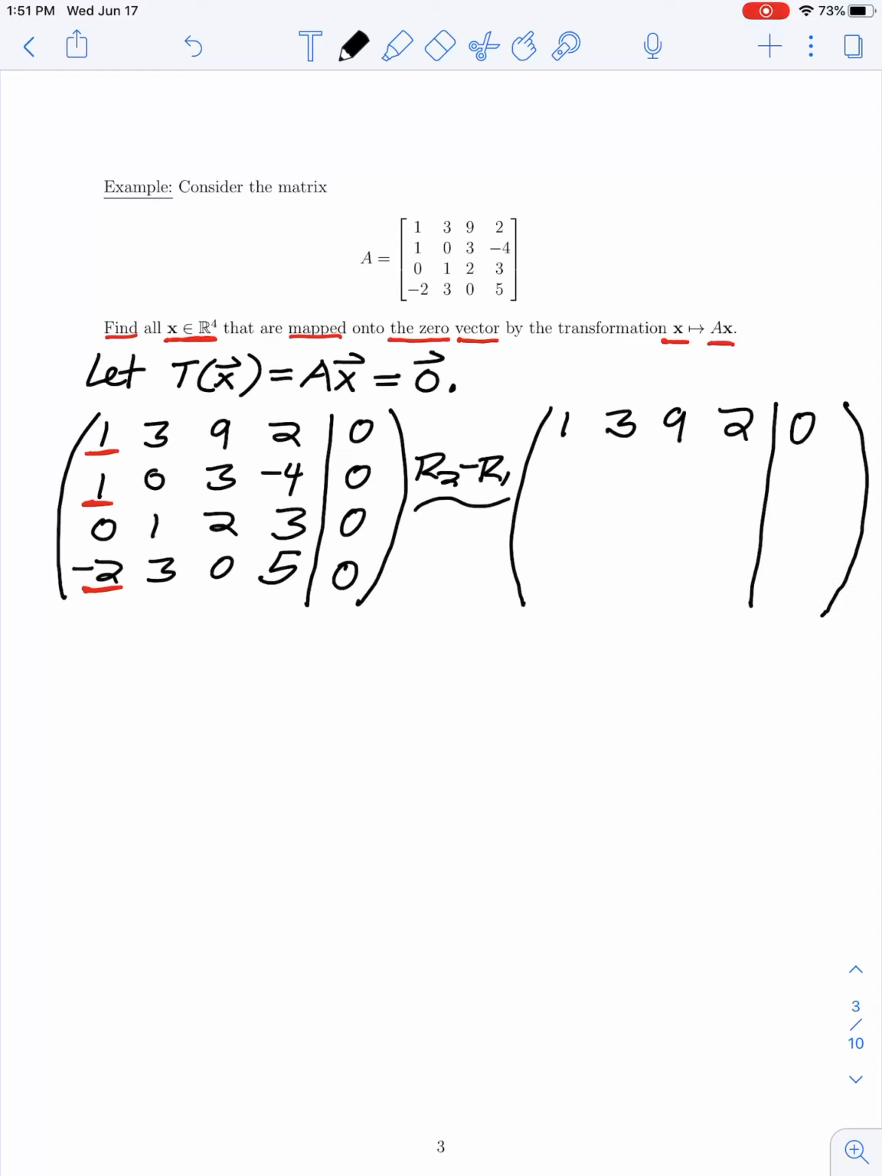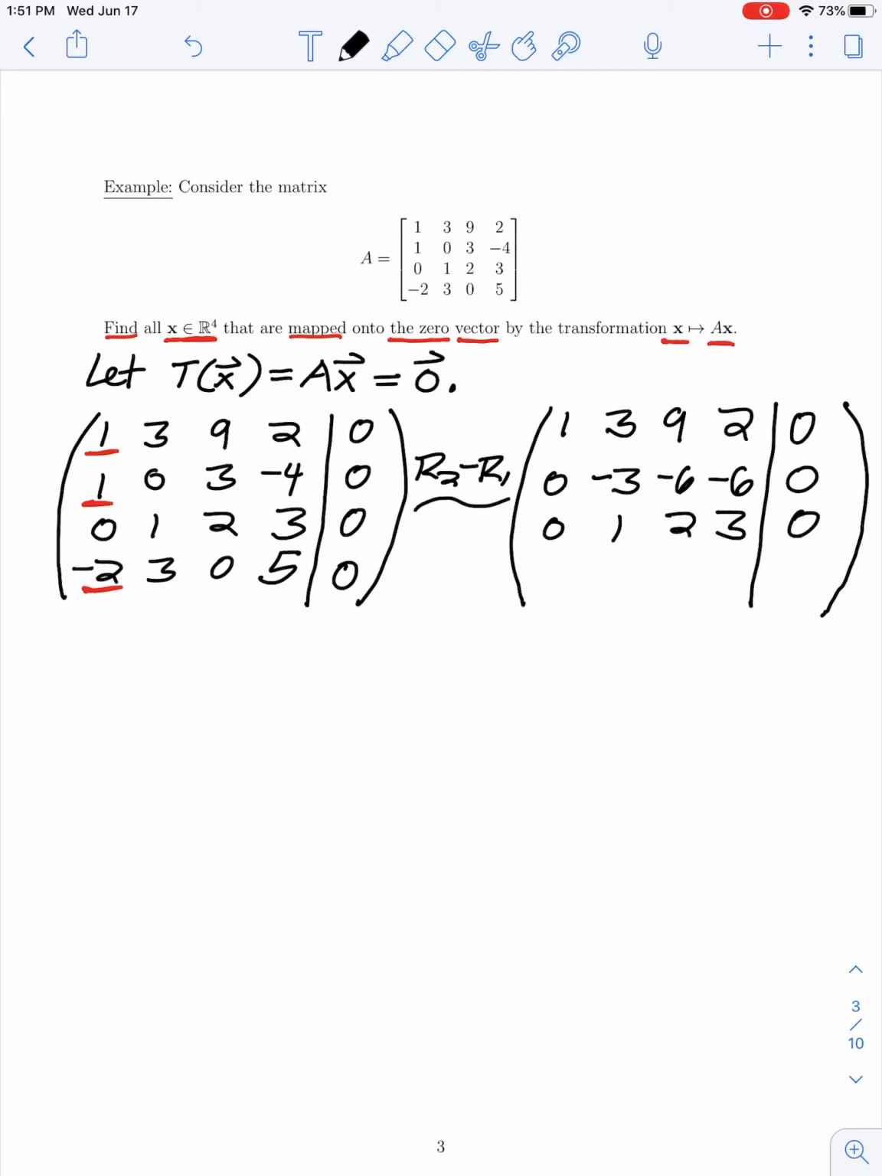And when I perform this operation, let's see what we have. We've got 1 minus 1 is 0, negative 3, 3 minus 9 would be negative 6, and negative 4 minus 2 is negative 6, with 0 minus 0 giving us a 0 on the right-hand side. My third row, I'm going to leave alone for now. I have 0, 1, 2, 3, 0.